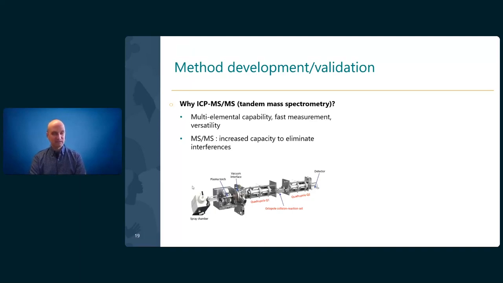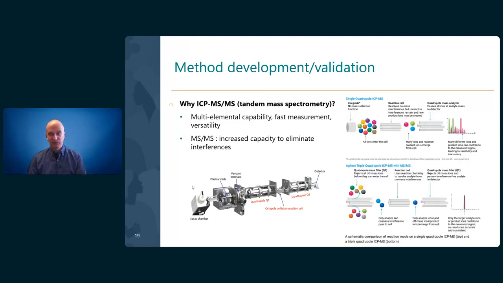But the MS/MS has been chosen because of its great capacity to eliminate interferences. And this is the main drawback of ICP-MS in general. If we compare single quadrupole with triple quadrupole technology, in the single quad, you'll have all the ions entering the cell, and even if you have the reaction cell, you might have your analyte reacting or the interferences, but you cannot get rid of all the interferences. So ultimately, the detector will measure the analyte of interest, but also some interferences.